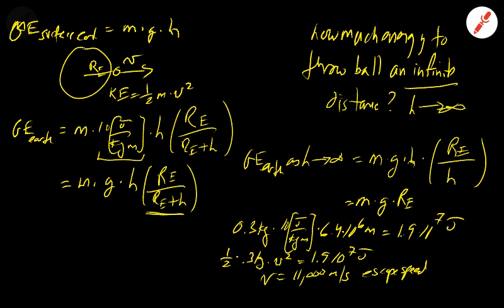So this is one of the consequences of this form of energy, that it has a finite amount to actually throw it infinitely. Okay, now I'm going to introduce one final form of gravitational energy, which is the messiest of them all.